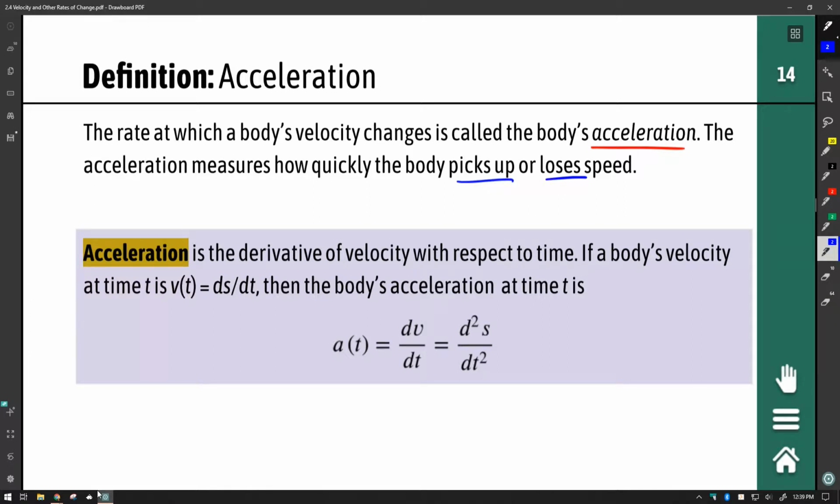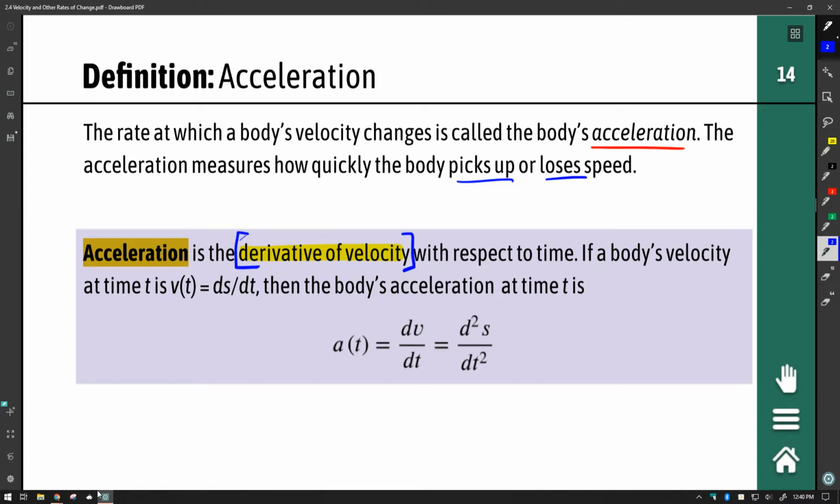And what's even more important is that acceleration is the derivative of velocity. We're going to highlight that there. Acceleration is the derivative of velocity with respect to time. If a body's velocity at time t is v of t, then the body's acceleration is the derivative of v. So here we have a of t. It's the derivative of velocity with respect to time. It's also the second derivative of position, so d squared s over dt squared.